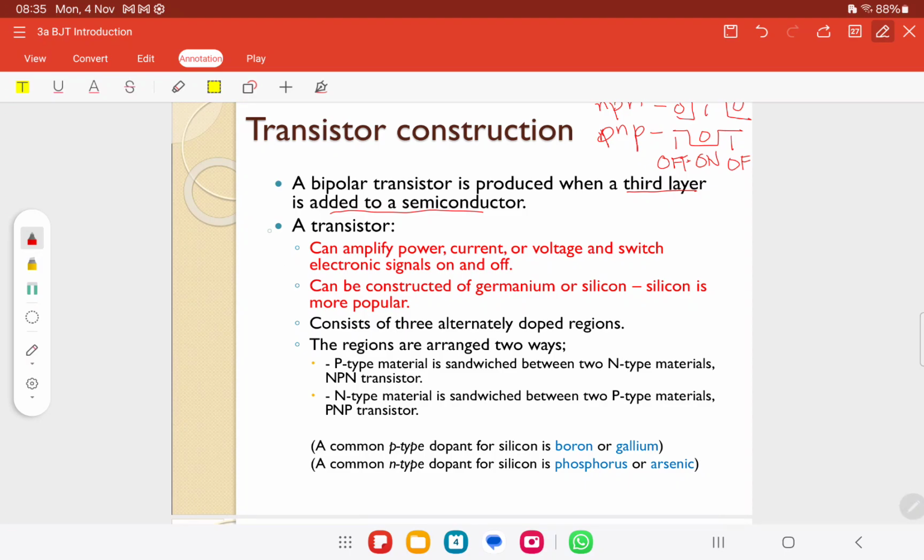Alright. Second point here, a transistor can amplify power. Sebab tu dia guna dalam amplifier. Okay, current or voltage. Kalau kita amplify voltage, kita dapat voltage gain. Voltage gain is the AV. If we amplify current, kita dapat current gain. Current gain is AI. Okay, AV, V out over V in. Voltage out over voltage in, the ratio. Okay, AI sama juga. I out over I in.